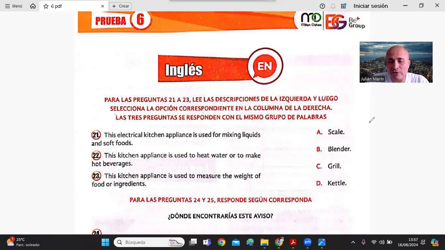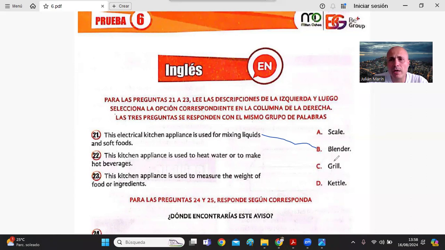So let's start with the first definition. The first definition says, this electrical kitchen appliance is used for mixing liquids and soft foods. Now, a scale is an artifact, A, right? Let's analyze the 4 options. A scale is an artifact that we use in order to measure the weight of any products in the kitchen, in this case. So it's not. A blender is actually an appliance that is used for mixing liquids and soft food. So the answer would be blender, B. Now let's see why grill wouldn't work and kettle wouldn't work.